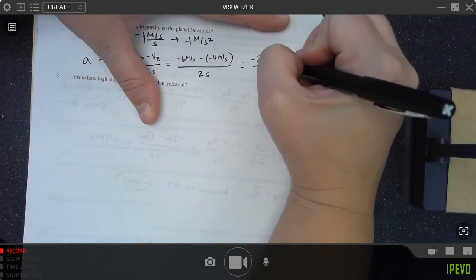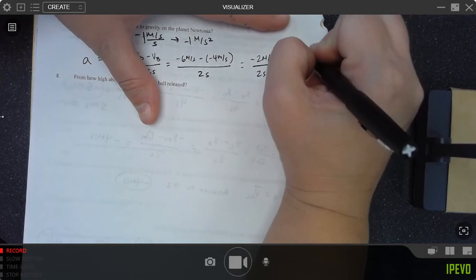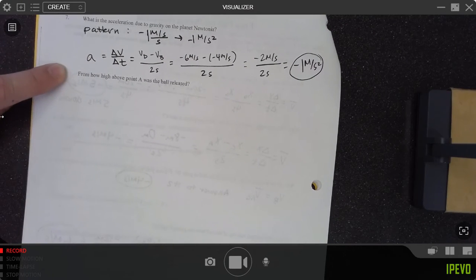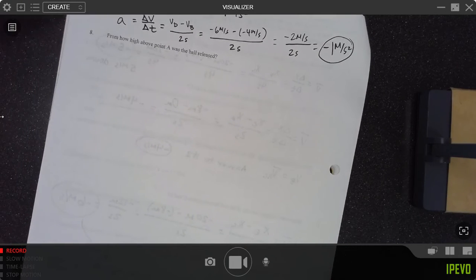Check it out, guys. Minus 1 meter per second squared. So we were right. This last question: how high above point A was the ball released? There's 2 ways we can solve this.